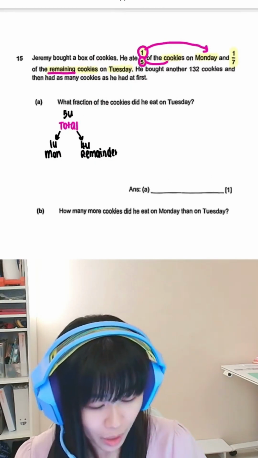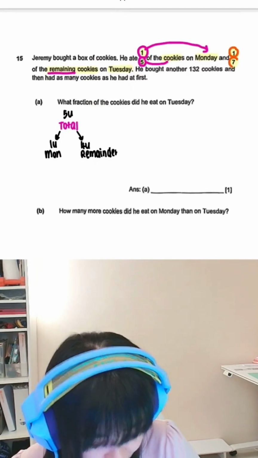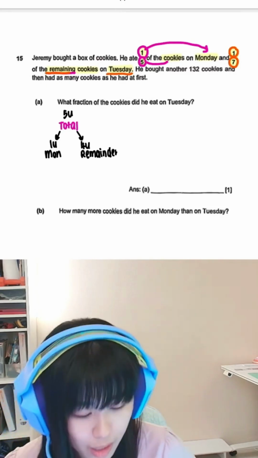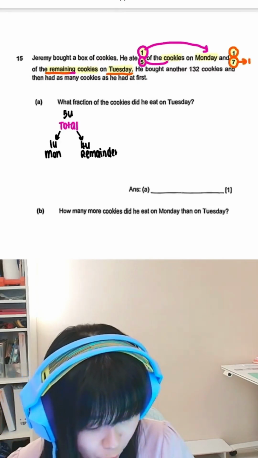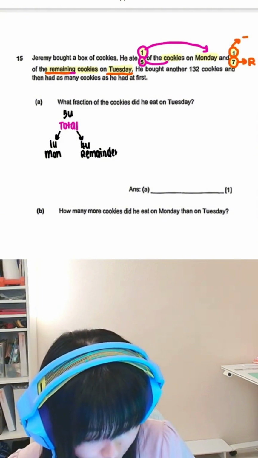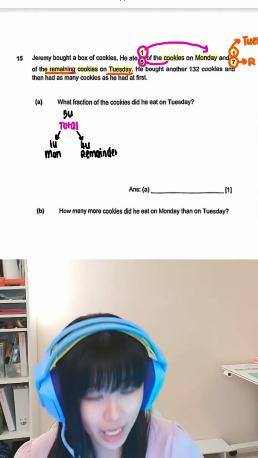Now, the next one. 1/7 of the remaining on Tuesday. So it means, out of 7 units of the remainder, 1 unit is what Jeremy actually ate on Tuesday.